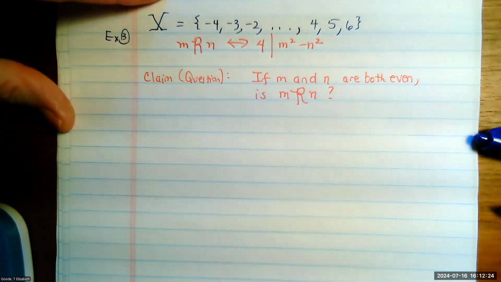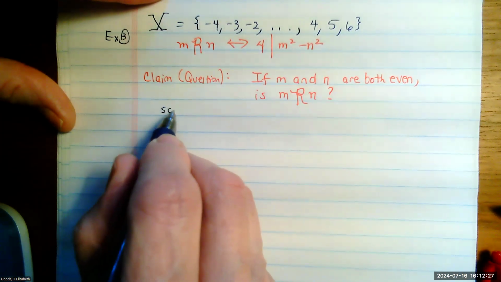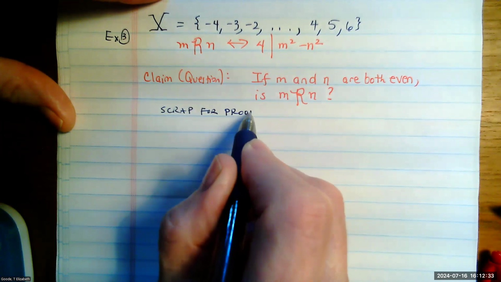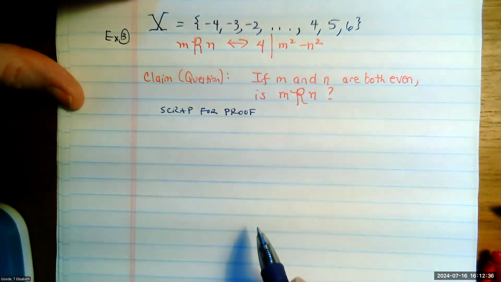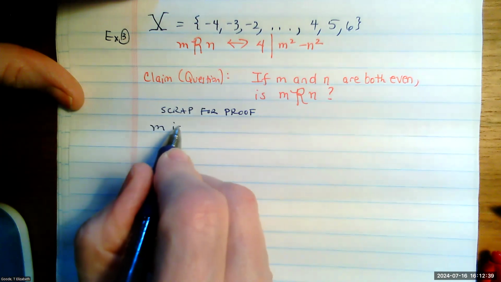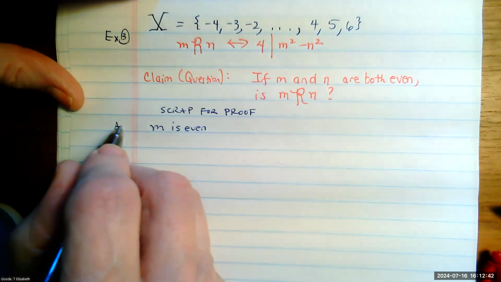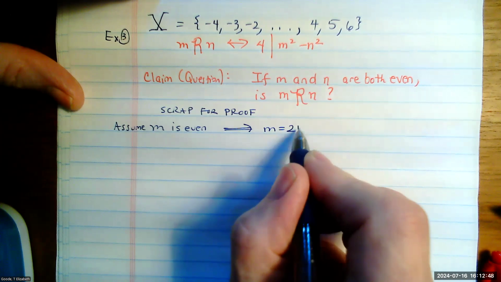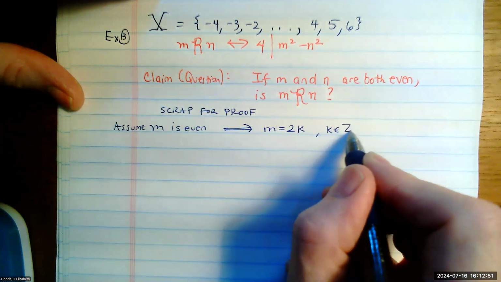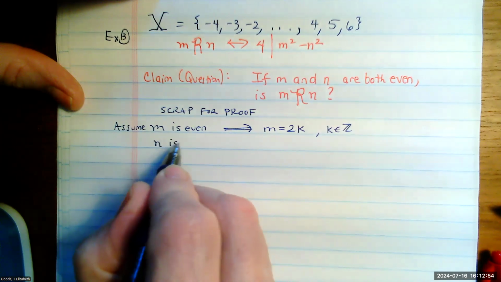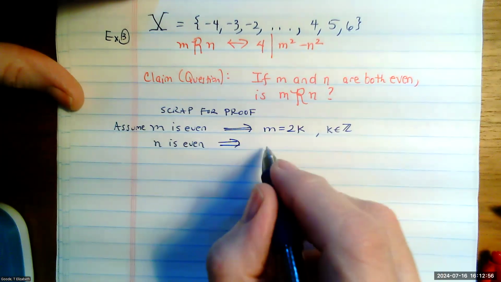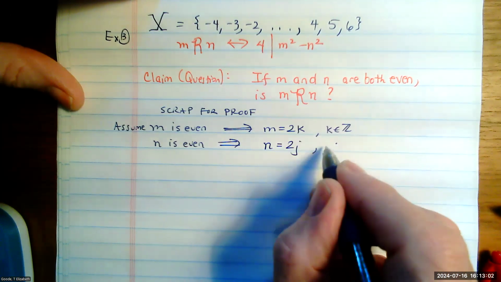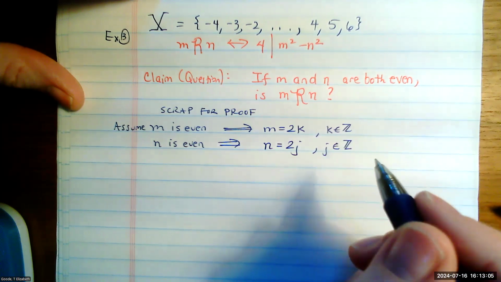Let's see. Let's just do some scrap work and see if this might be scrap for a proof, not a counterexample. I'm not going to write a formal proof, but I'm just going to try to convince myself. If we assume M is even, then that means M is equal to 2K. And if N is even, we can call N, what do you want to call N? 2J. Why not? You see what's happening?